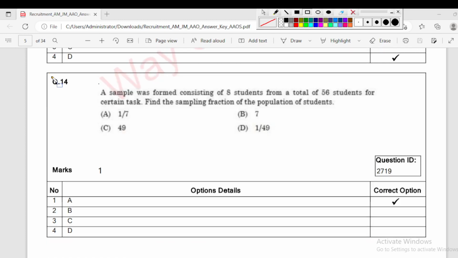Question number 14. A sample was formed consisting of 8 students from a total of 56 students for certain tasks. Find the sampling fraction of the population of students. Option A 1 by 7, option B 7, option C 49, and option D 1 by 49. Option A is correct, 1 by 7.